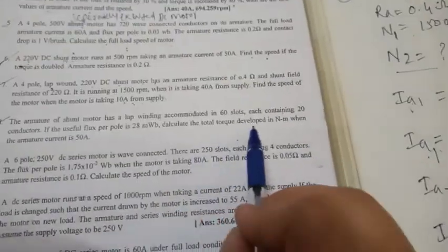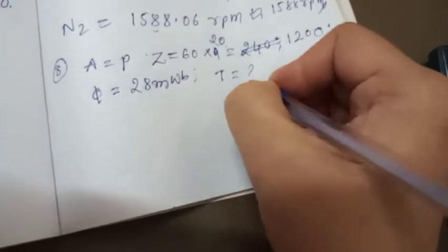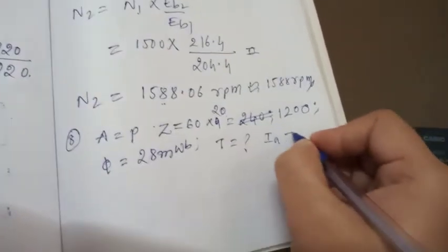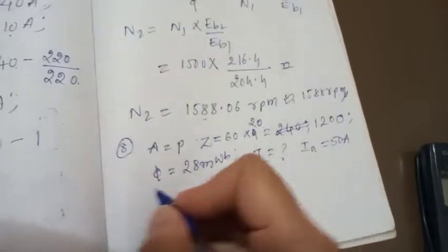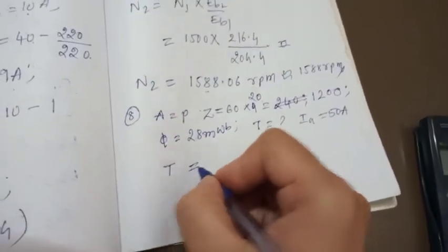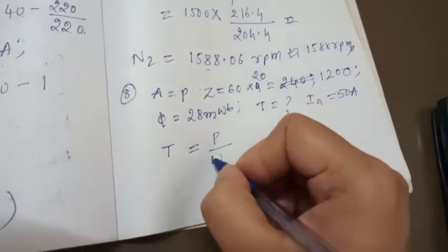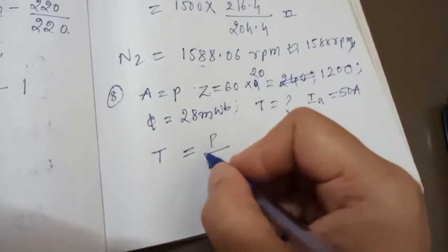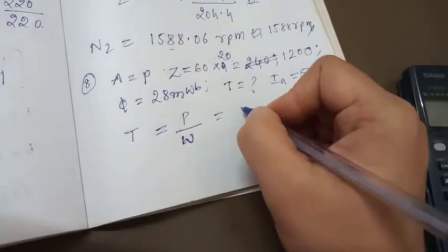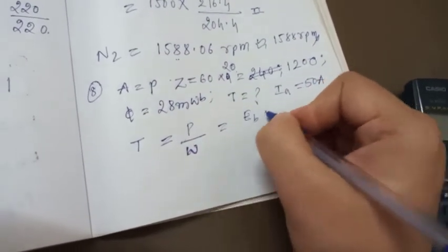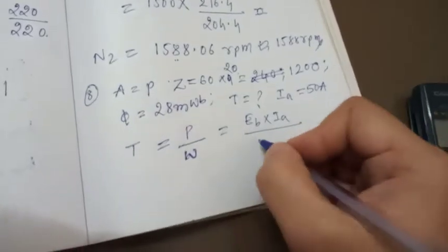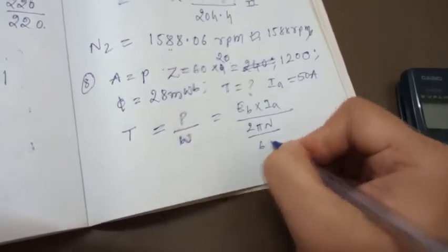Calculate the total torque developed in Newton meter when the armature current is 50 amps. So Ia is equal to 50 amps, they have given. You have the formula T is equal to P by omega. P is the electrical equivalent of mechanical power, that is EB into Ia, divided by omega, where omega is equal to 2 pi N divided by 60.